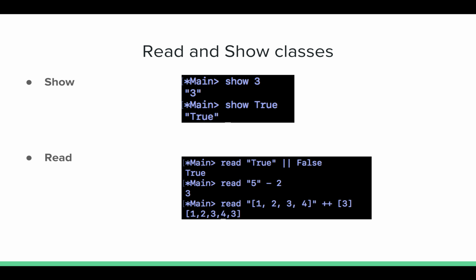Read is the reverse of show. Anything of the read type is a string that you can read and interpret as the type it appears to be. See our above examples. Read true returns true, even though the input was a string and the output is a Boolean.